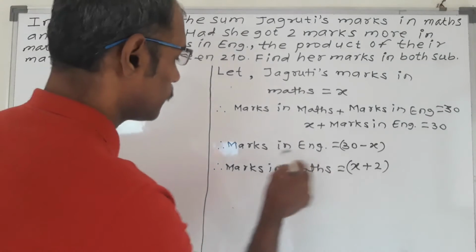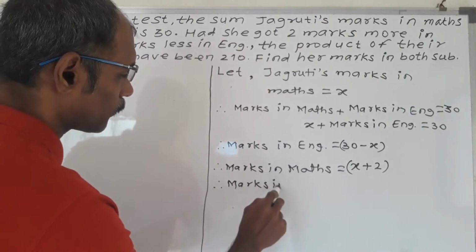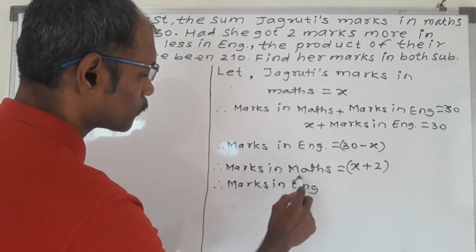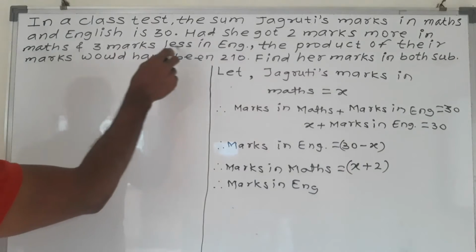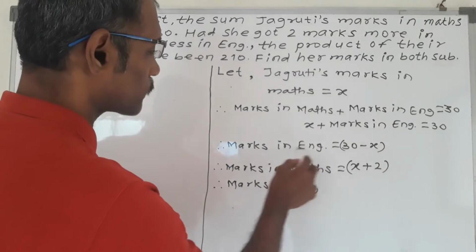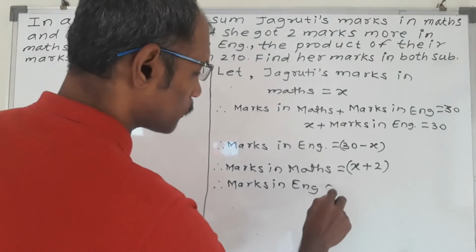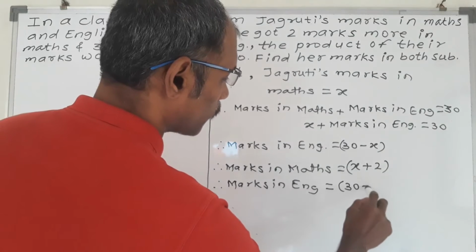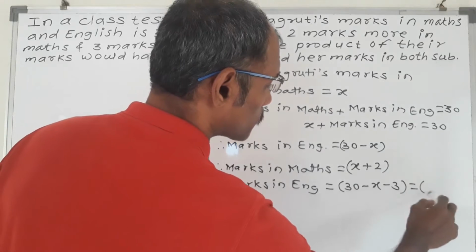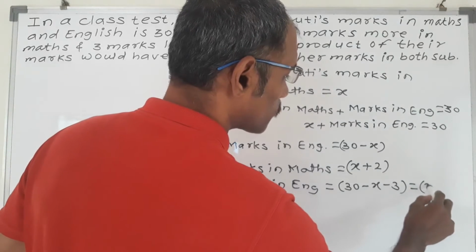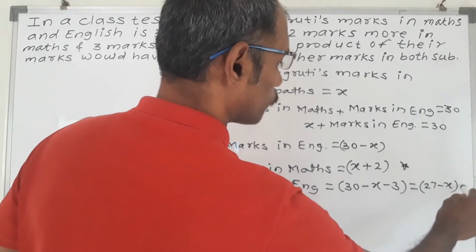Now marks in maths x plus 2, and marks in English. Now see, according to this condition, 3 marks less in English. Now previous marks in English 30 minus x. Now 3 marks less in English. Therefore new marks in English 30 minus x minus 3 means 30 minus 3 means 27 minus x. Now these are very important marks.